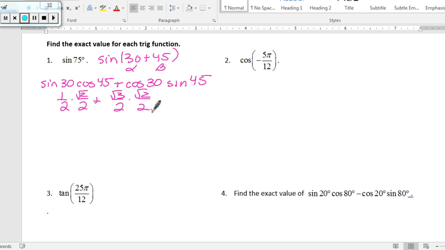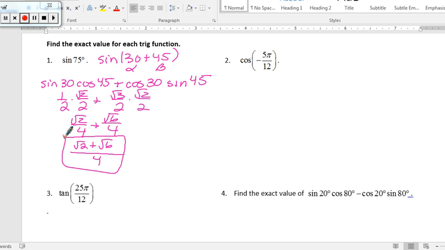At this point, we're kind of done with the trigonometry side. The rest is going to be combining like terms and rationalizing any denominators if we get there. The first term here is going to be square root of 2 over 4 plus square root of 6 over 4. Since they have common denominators, they can be written as one fraction. Square root of 2 plus the square root of 6 over 4 is our final answer.